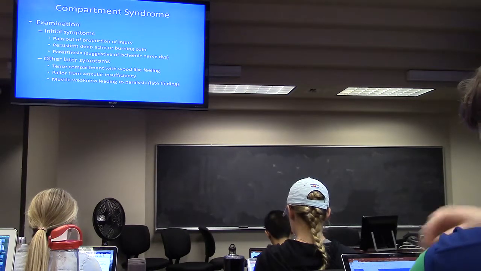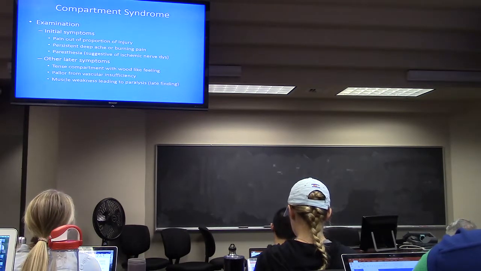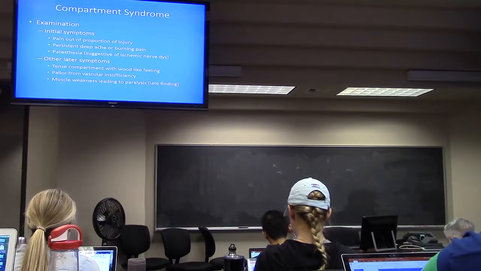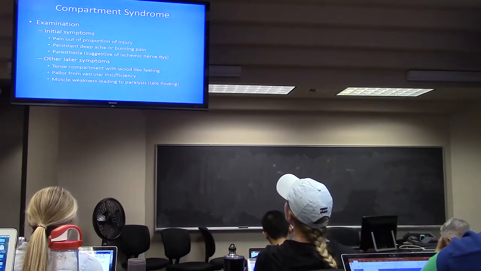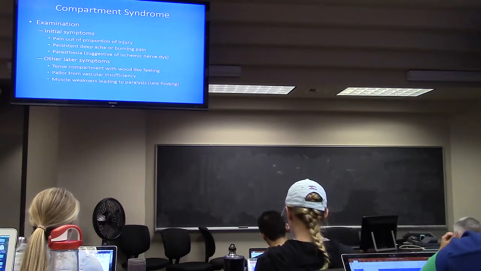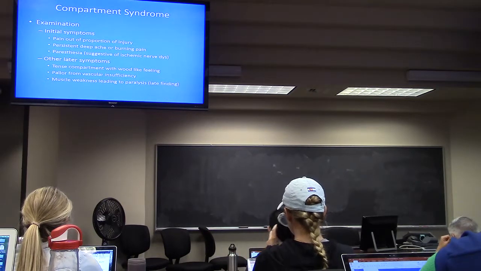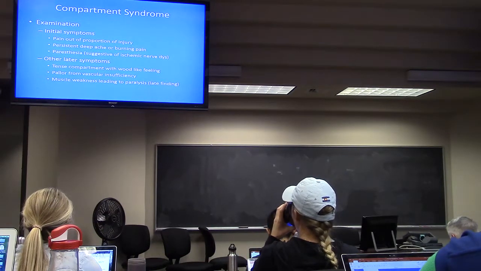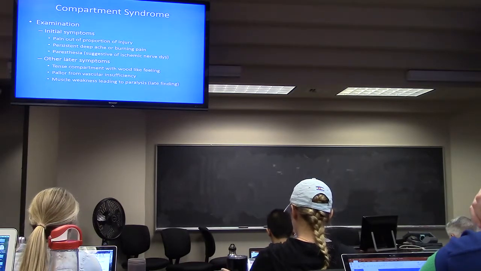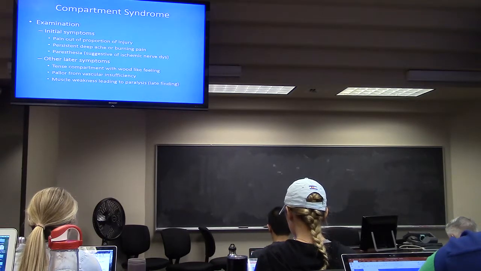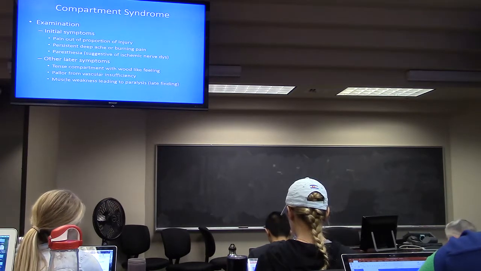Some of your additional symptoms: pain out of proportion to injury, persistent deep ache or burning pain, and paresthesia, suggestive of ischemic nerve dysfunction. Pain out of proportion to injury is pretty indicative, so you have somebody that you wouldn't think would be 10 out of 10 pain. This compartment syndrome is effectively acting as an infarction. It's like having a heart attack, but of the muscles in your extremity. You can think of the ischemic type pain we associate with a heart attack; it's the same type of pain in the muscles too.